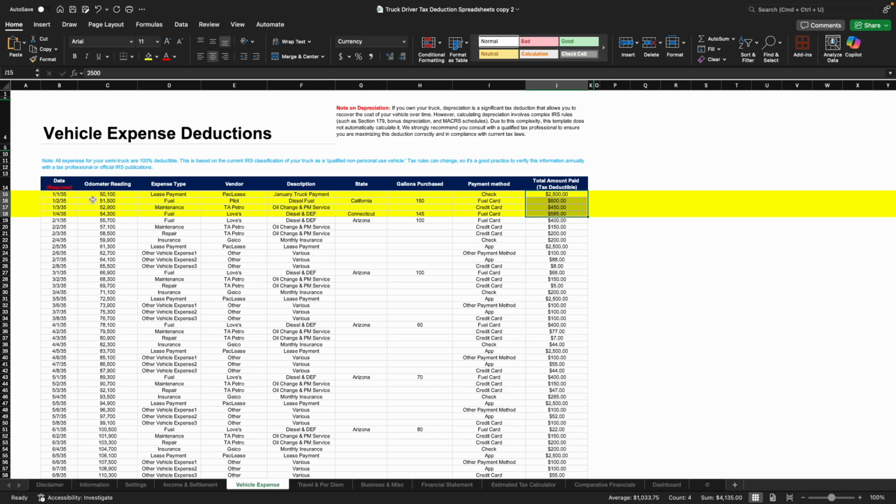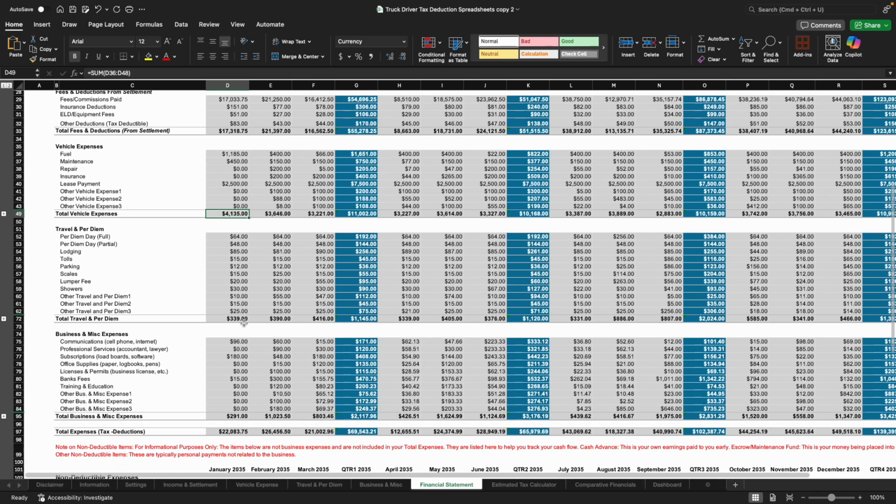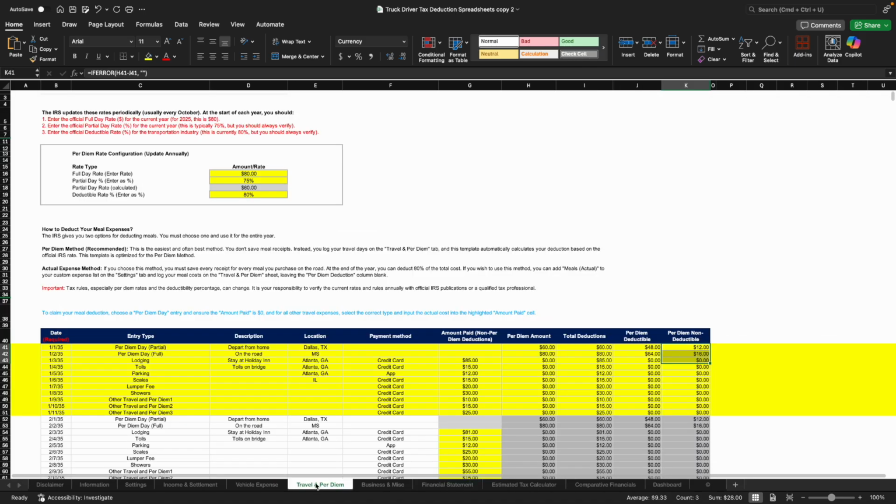Okay, so here we've logged that the total expense for this truck for the month of January is $4,135. So that's why it's bringing this 4,135 over, right? And the next piece is your travel and per diem. Anything related to your business, and per diem related to your business, would be part of this deduction here. So this piece comes from your travel and per diem.